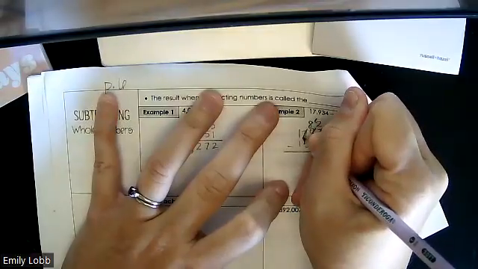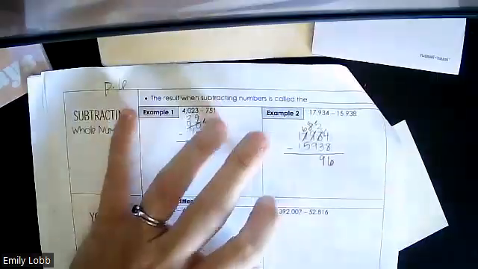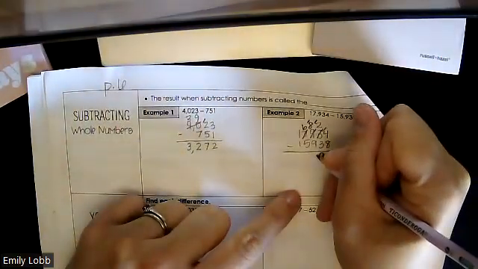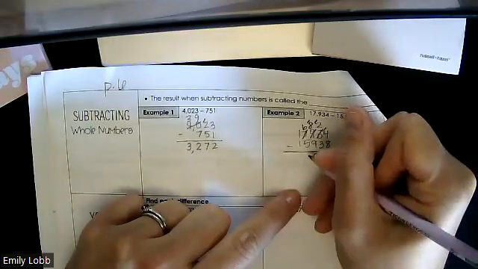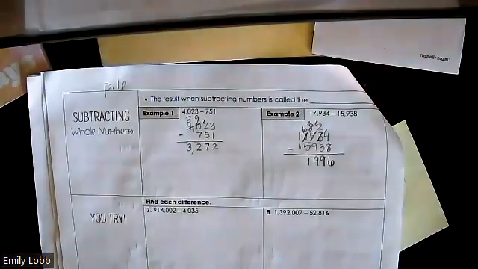So is it important to write pretty neat here? This gets pretty sloppy pretty fast if we're not writing neatly. 18 minus 9 is 9 again. 6 minus 5 is 1. And 1 minus 1 is 0. 1996.